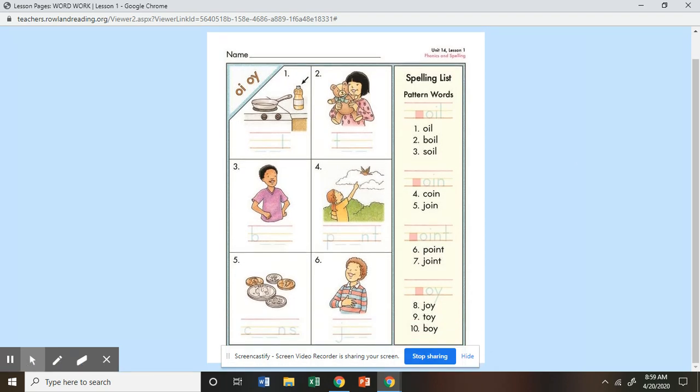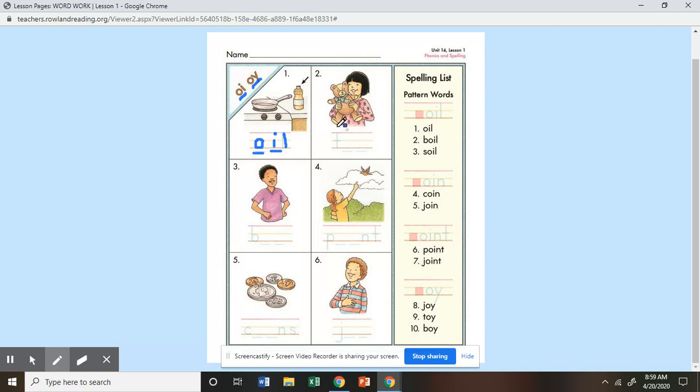Okay, go ahead and turn to page 88. So following that pattern, we're going to look at these words and decide if we're going to use OI or OY. Number 1, this is something that you put in a pan to cook. It's right here. Oil, very good. Now, since it's in the beginning or the middle, we're going to write OI and then trace the L. You also want us to underline that OI.